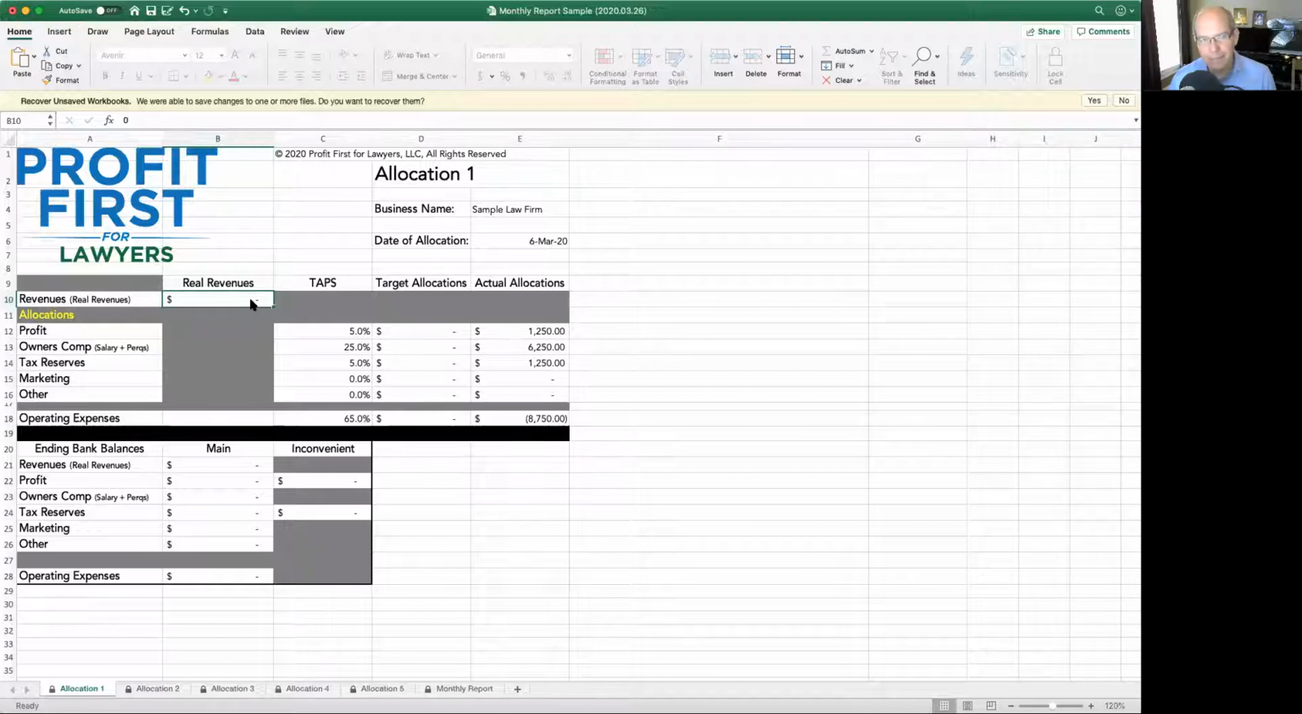But why did I make it password protected? Well, because I think that some of you may be interested in how it works, and I want you to be able to look at the formulas and see. And of course, I'm always asking for your feedback to improve it. But here we are. So we start with the first allocation.